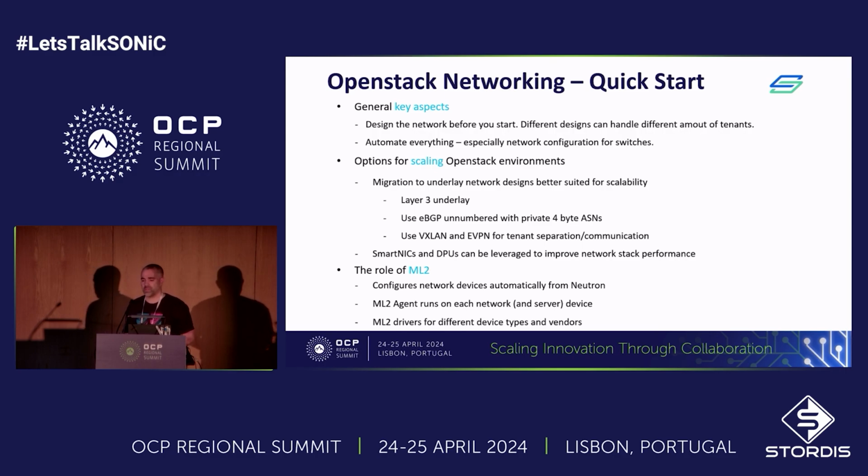We try to establish a layer 3 underlay. We use eBGP unnumbered with 4-byte ASNs. We will adopt VXLAN and eVPN for tenant separation in OpenStack to separate the customers. And we want to enhance the SmartNICs and DPUs. We want to improve the support for SmartNICs and DPUs in our stack. We are targeting to do an extension in the ML2 agent. This helps to do the deep automation and the deep orchestration of the cloud platform.